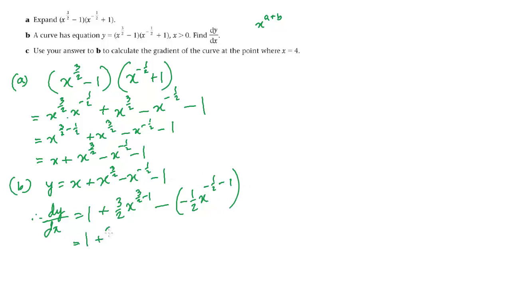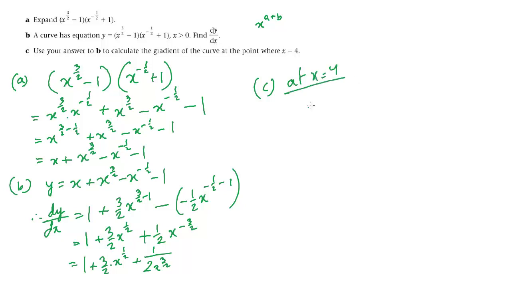So 1 plus 3 by 2 x to the power 3 by 2 minus 1 is half. Minus into minus is plus. So minus half minus 1 is minus 3 by 2. Let's make the power positive. So 1 plus 3 by 2 x to the power half plus 1 by 2 x to the power 3 by 2.